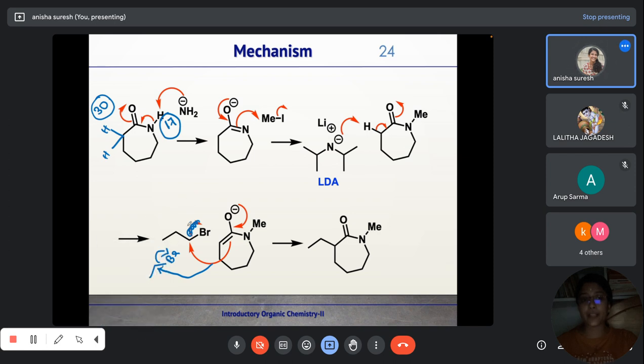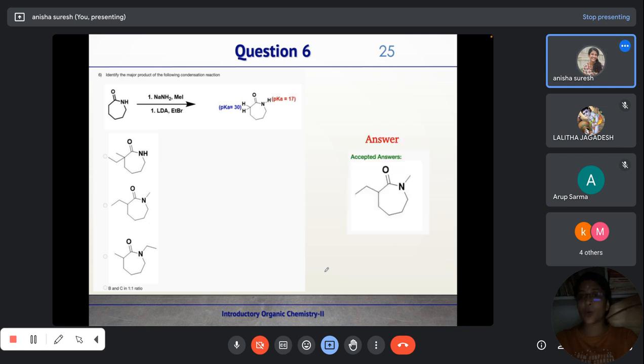So here there was one mistake. I have drawn propyl bromide, but the reagent that was given is ethyl bromide, which could be represented like this. So this will go and attack on this carbon and this bromide will be eliminating and this will be resulting as the product. Any doubts? So the right option is option B. So you are clear why this proton is abstracted and not this proton first, right? That is why they have given the pK here. Not to cause confusion.